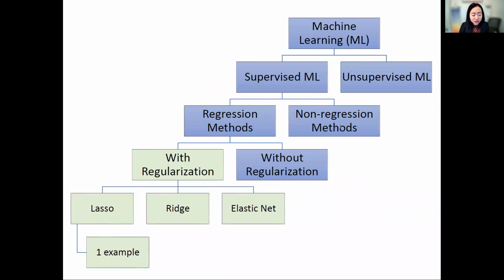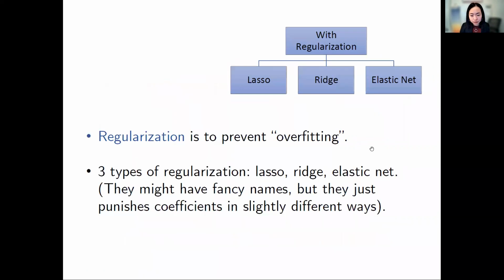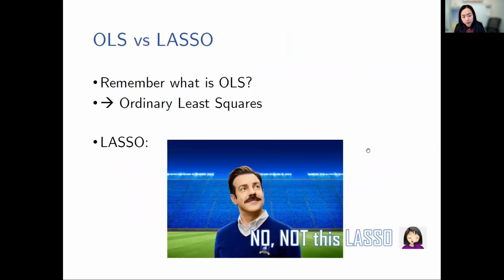And now we can explain three different ways to regularize, or three different ways to punish. The names are LASSO, Ridge, and Elastic Net. They might have fancy names, but they just punish the coefficients in slightly different ways. All three of them regularize coefficients, but they punish the coefficients in different ways.